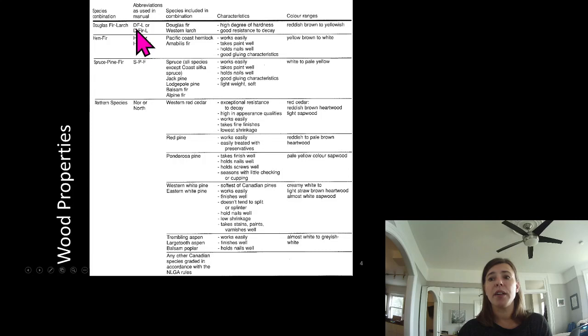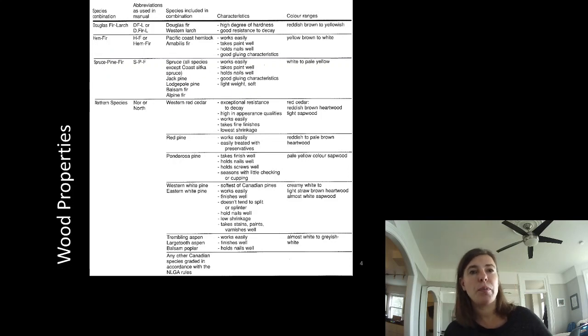Douglas fir larch, or D fir L. Hem fir, this one, I don't use this very often. Hemlock's really good in the water. I've used hemlock for kind of high-end docks some, but that's about it.